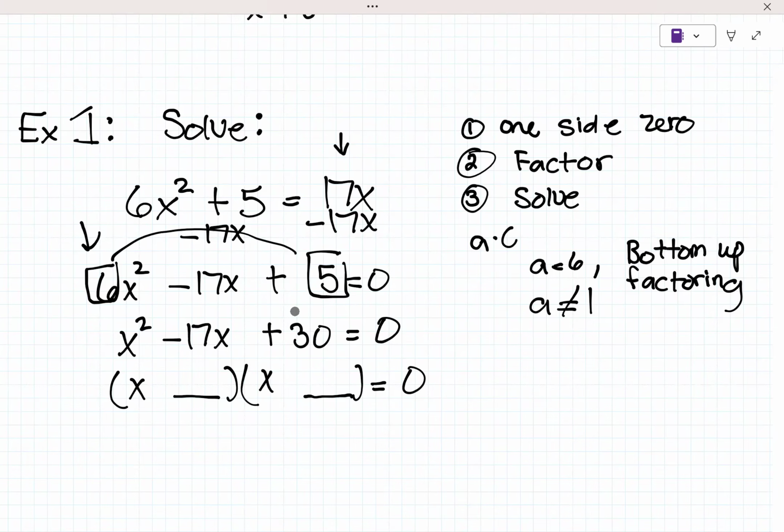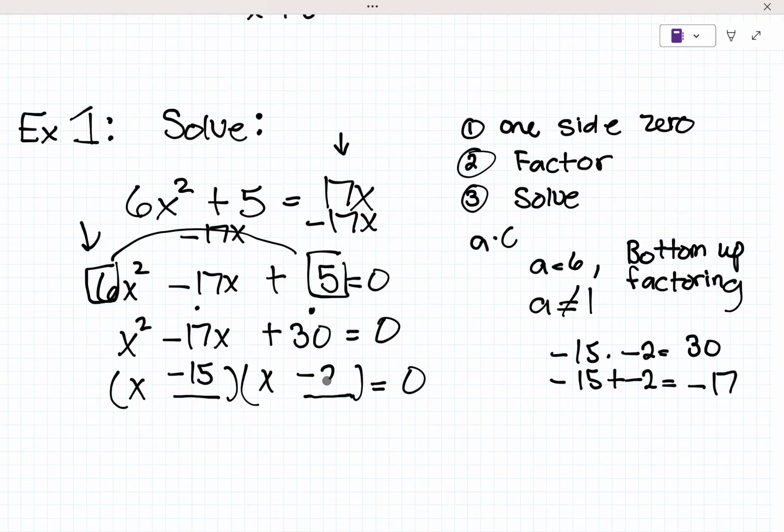So this is where it can get tricky. What two numbers multiply to 30 and when added give you negative 17? I would say negative 15 and negative 2. You might not get it quickly. It's something you kind of have to adjust sometimes. But I see that it's negative 15 and negative 2 because what's negative 15 times negative 2? Positive 30. And what's negative 15 plus negative 2? Negative 17. So I'm going to put a negative 15 here and a negative 2 there.